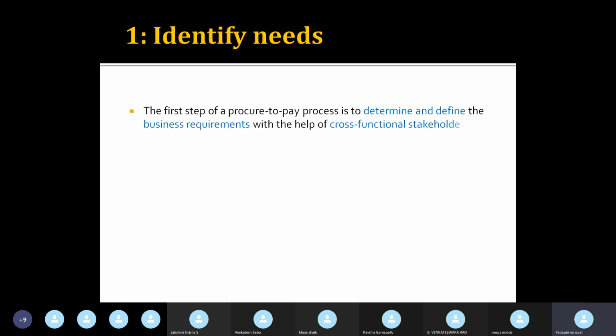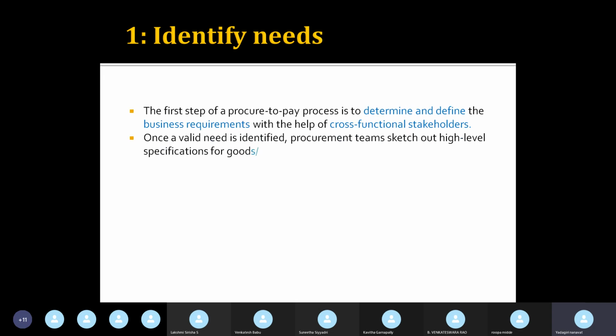The first step of the procure-to-pay process is to determine and define the business requirement with the help of cross-functional stakeholders. Here we will verify which department needs the material. So first of all, we will verify from the cross-functional stakeholders.